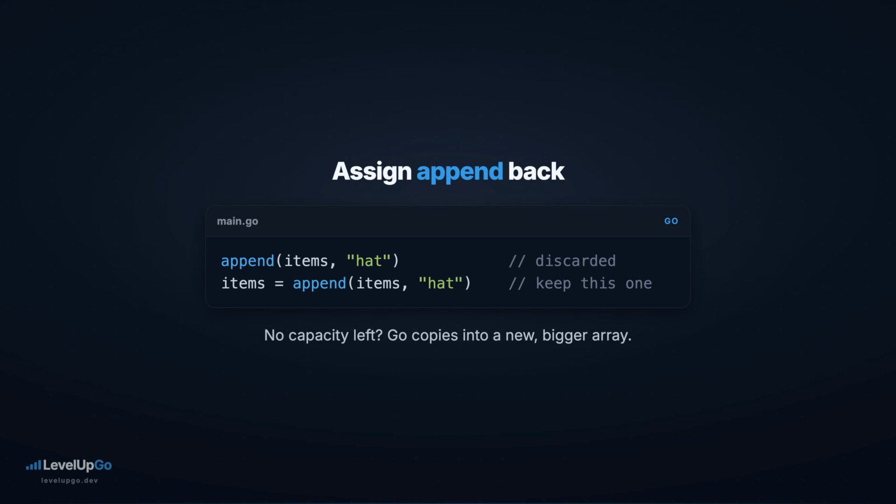And because slices are passed by value, when using append, if there is no capacity left, that means it needs to create a new array to be able to fit all the items. The old slice would then be pointing at the old array, so your changes would get lost. So append will always return the new slice.